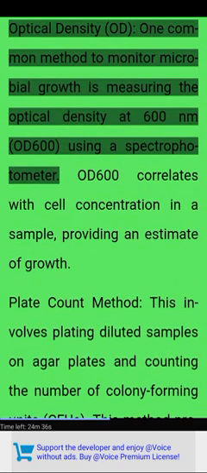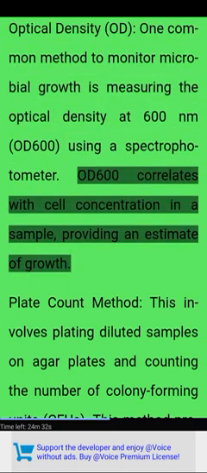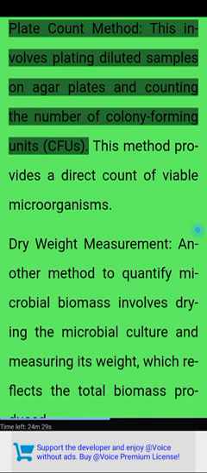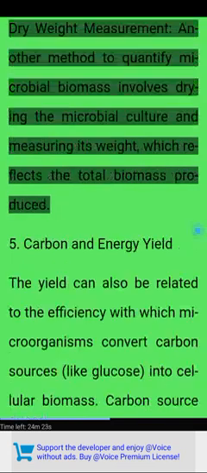Optical density, OD. One common method to monitor microbial growth is measuring the optical density at 600 nanometers, OD 600, using a spectrophotometer. OD 600 correlates with cell concentration in a sample, providing an estimate of growth. Plate count method. This involves plating diluted samples on agar plates and counting the number of colony forming units, CFUs. This method provides a direct count of viable microorganisms.